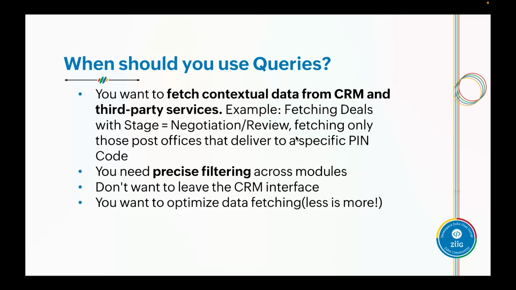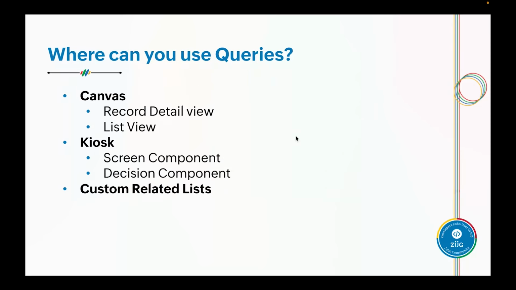It is going to give me all the post offices in that area. But by filtering the ones that I need, specifically the ones that deliver, I'm optimizing data fetching, and I'm also improving the performance of the query. So here, less is more. Now, where can you use queries?